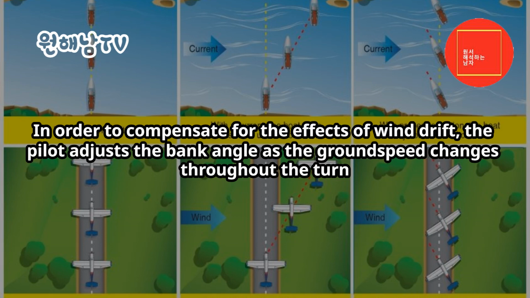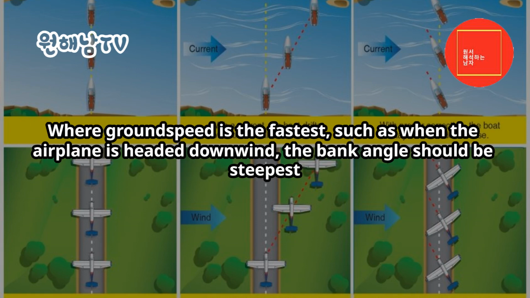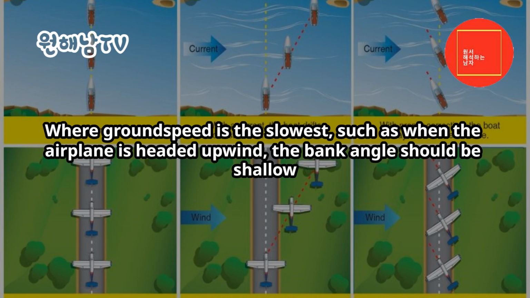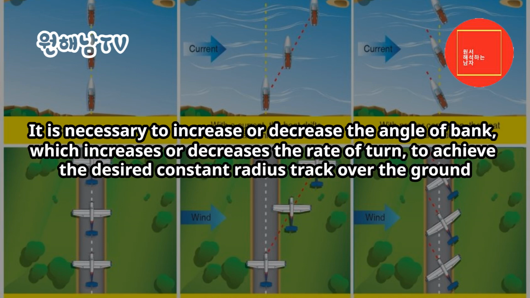In order to compensate for the effects of wind drift, the pilot adjusts the bank angle as the ground speed changes throughout the turn. Where ground speed is the fastest, such as when the airplane is headed downwind, the bank angle should be steepest. Where ground speed is the slowest, such as when the airplane is headed upwind, the bank angle should be shallow. It is necessary to increase or decrease the angle of bank, which increases or decreases the rate of turn, to achieve the desired constant radius track over the ground.